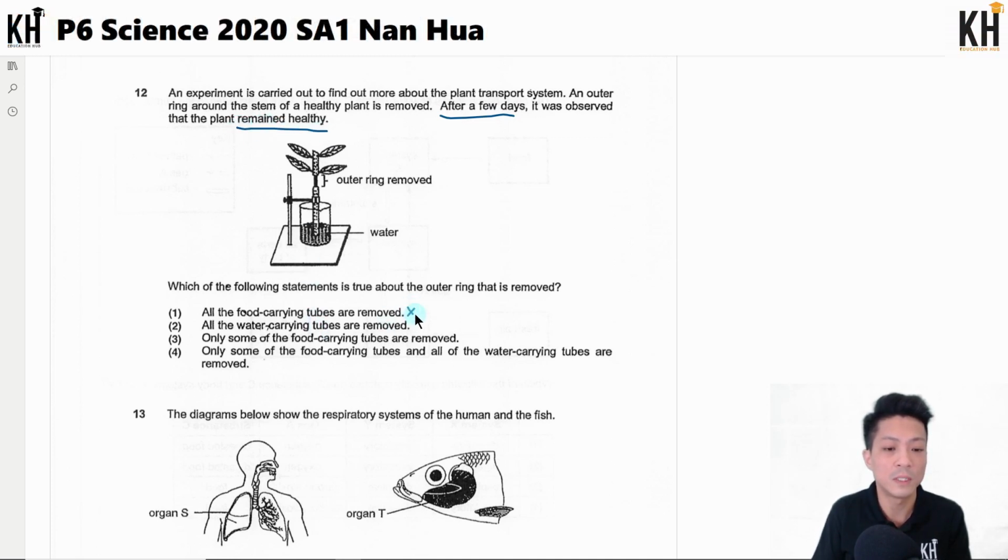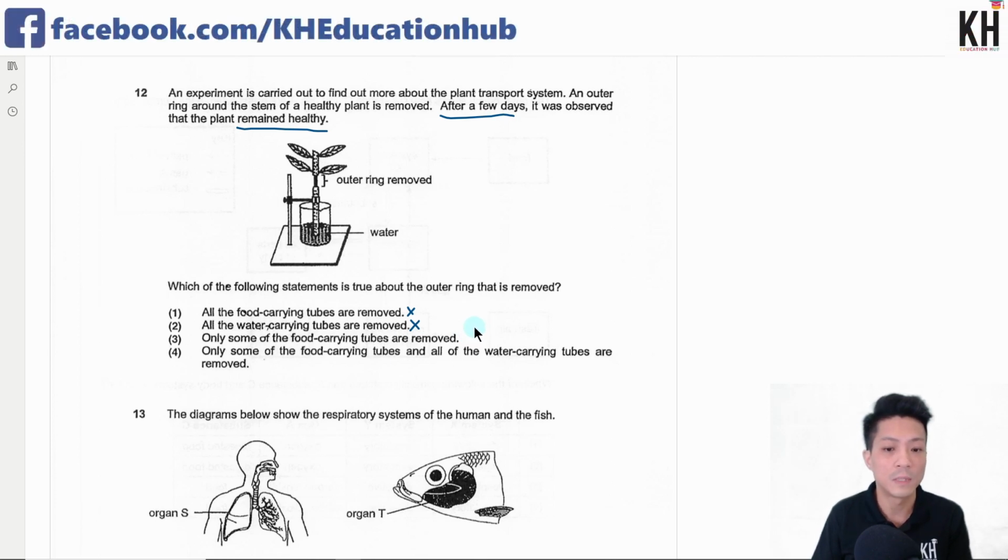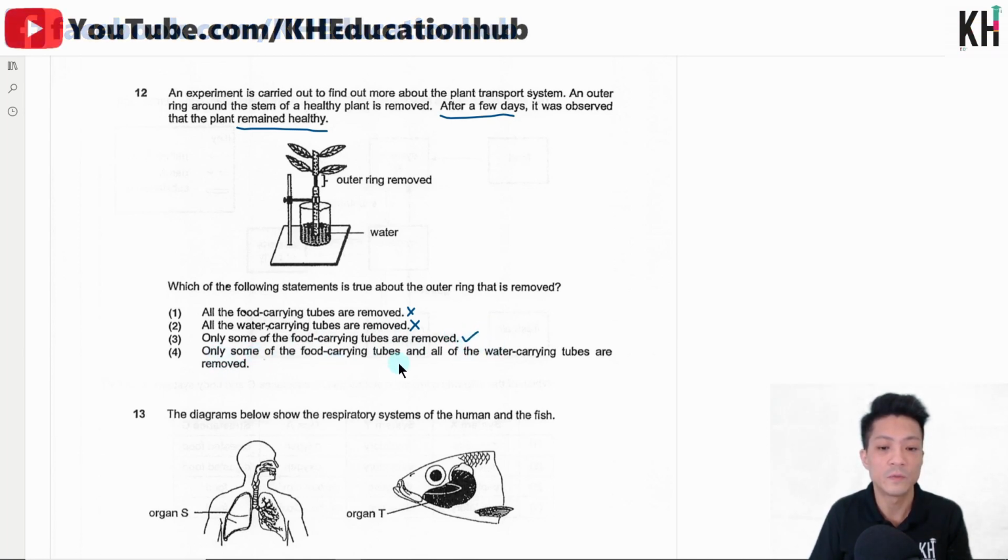So probably not all. All the water carrying tubes are removed. Definitely not, because if the water carrying tubes are removed, the plant will definitely die. Only some of the food carrying tubes are removed. Okay, maybe. Only some of the food carrying tubes and all of the water carrying tubes are removed. Definitely not. So the answer should be number 3.